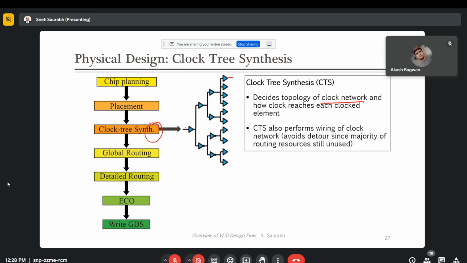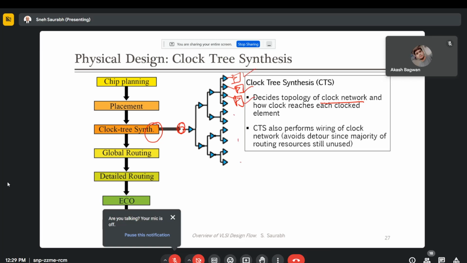Suppose this is the clock source, and these are the ends at the flip-flops. Here you have the clock pin of the flip-flops, right? Suppose this is the situation. Then the tool will try to put buffers and wires organized in such a way that the clock signal reaches all the flip-flops in our design at the same time. That is the ideal situation. The tool will try to achieve it.